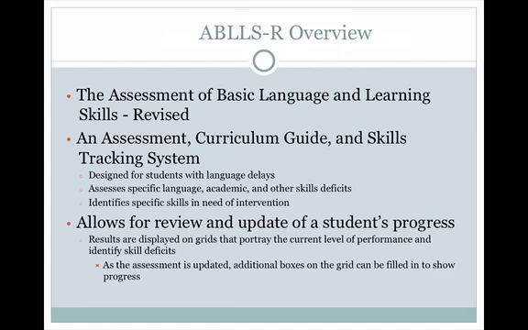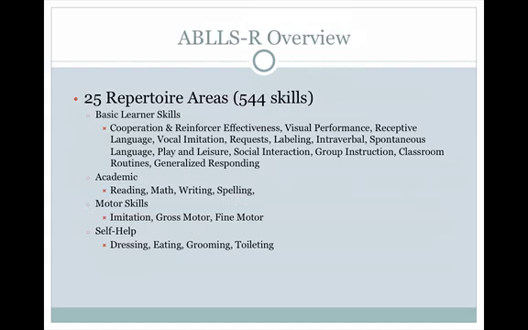So let's look at the ABLS. Again, you're going to look at this in a lot more detail, but the ABLS gives us an assessment of basic language and learning skills. It can be used as an assessment guide, a curriculum guide, and a skills tracking system. It's designed for individuals with language delays, and it enables the review of progress over time. One of the nice aspects of the ABLS is there's a visual grid that's used to help portray the level of performance and identify skill deficits of learners.